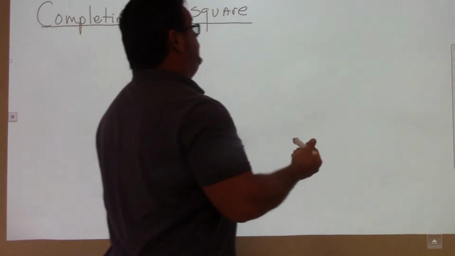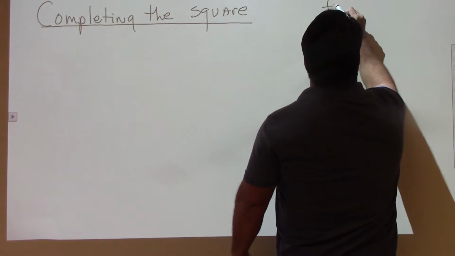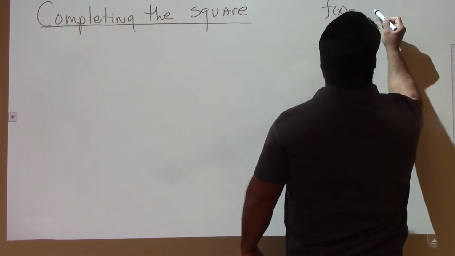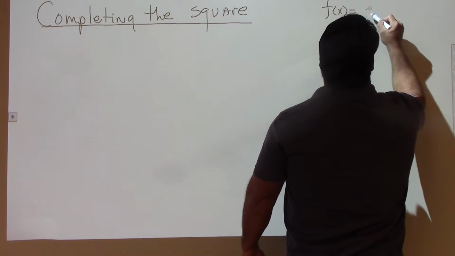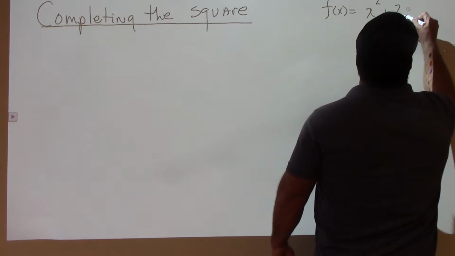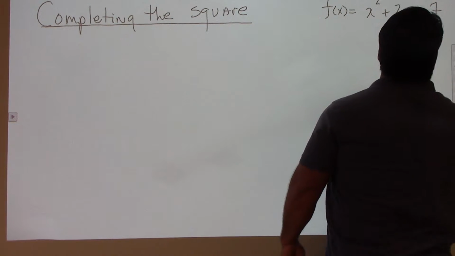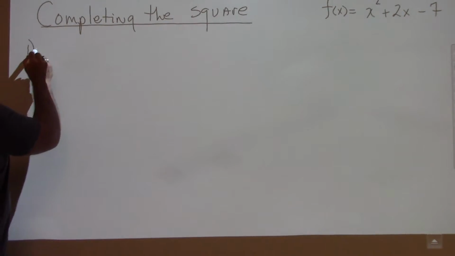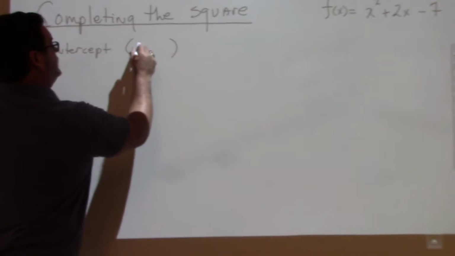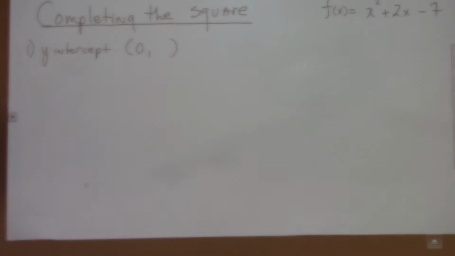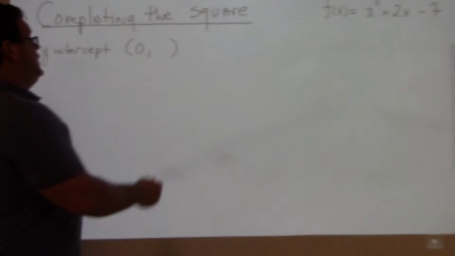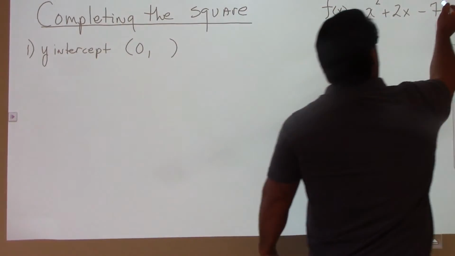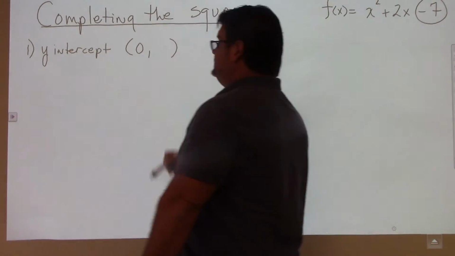So we're going to use this example. F of x is equal to, what did I say, x squared plus 2x minus 7? Yes. All right, right quick, you need to write down, number 1, what is the y-intercept? What is the y-intercept, somebody? 0 for x, you get what? -7. -7 is always c.